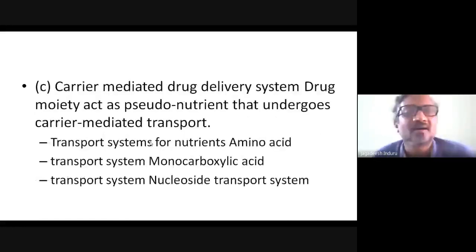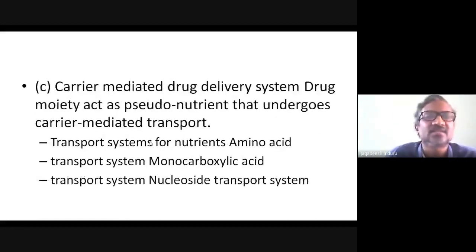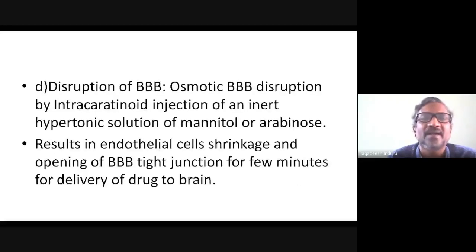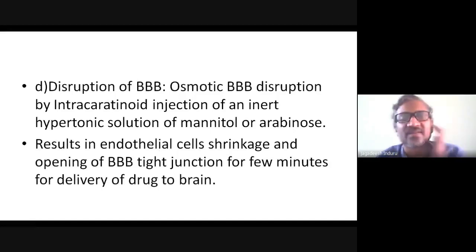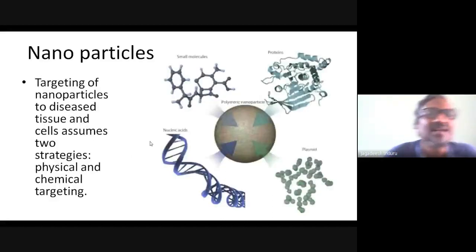Carrier-mediated transport is one that already exists in the blood-brain barrier. We use the same transport for our drugs by mimicking ligands that have a similar affinity to the receptors, and then the drug enters the brain easily. We have seen this also. Disruption of the blood-brain barrier by using a hypertonic solution of mannitol and arabinose is one methodology for entering. This is another approach.